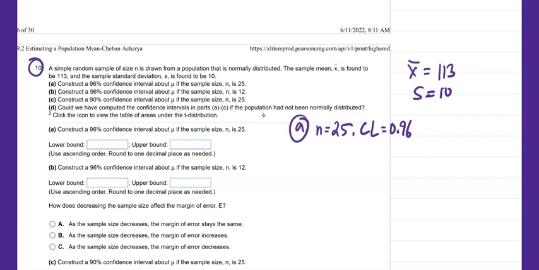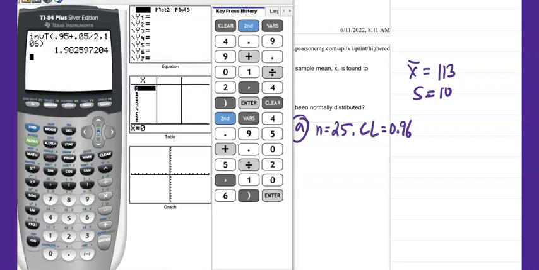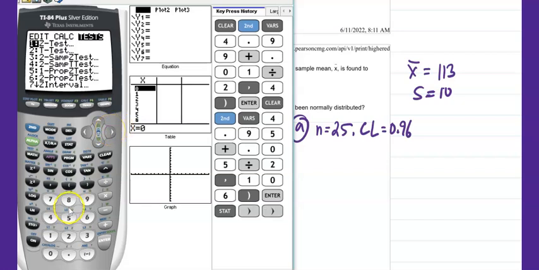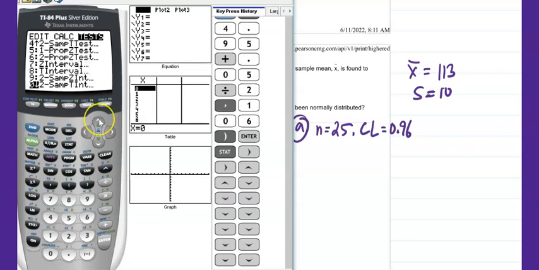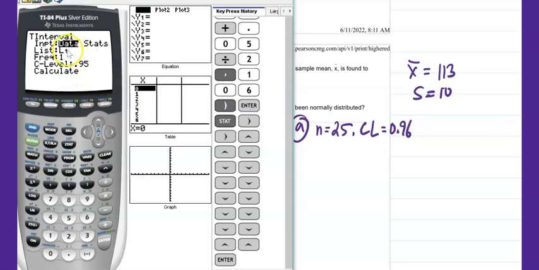The calculator function to find the confidence interval for the population mean is this: STAT, TEST, number 8. That's the option. You go to STAT and TEST, and you can press number 8, or you can scroll up or down to find number 8. This is called TInterval. There are two options here.